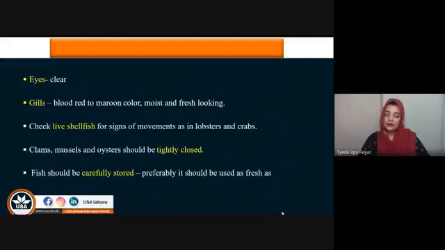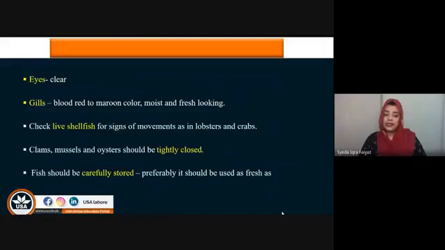When you look at the eyes of the fish, they need to be clear. They should not be bloody or dull. The clearer or the shinier the eyes of the fish are, it is going to show that it is very fresh. When we talk about gills, blood red to maroon color, moist and fresh looking. So when you look at the gills, they need to be either red or maroon in color, and they need to look moist and fresh looking, because the older the blood gets, obviously it's going to rot, and then the gills will not look moist and fresh looking. So you will be able to identify that the fish is not safe or it's not fresh.